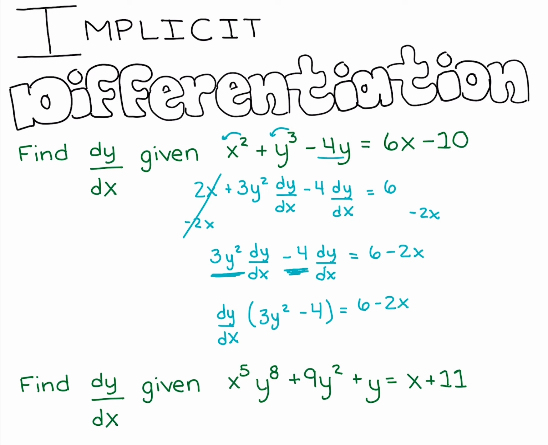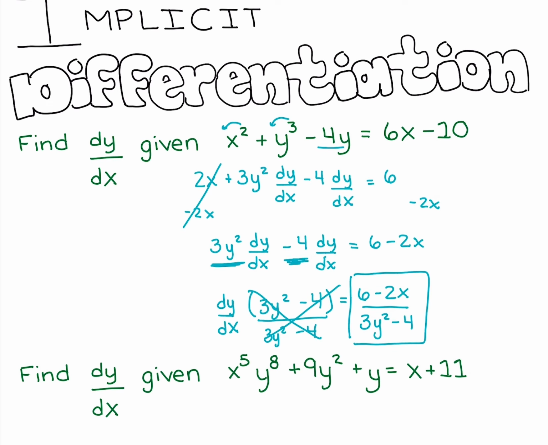Now we have dy/dx times 3y squared minus 4, so to get dy/dx by itself, we're going to get rid of that multiplication by doing some division. We'll divide both sides by 3y squared minus 4. That way on the left side that cancels. We have dy/dx equals 6 minus 2x over 3y squared minus 4.